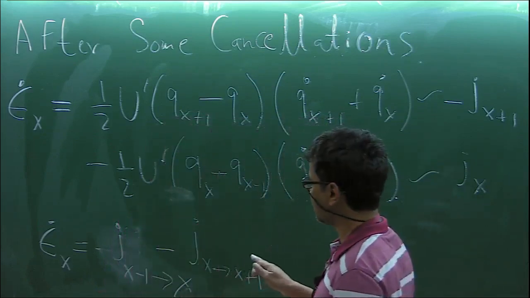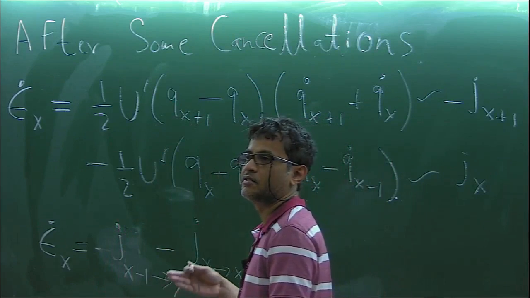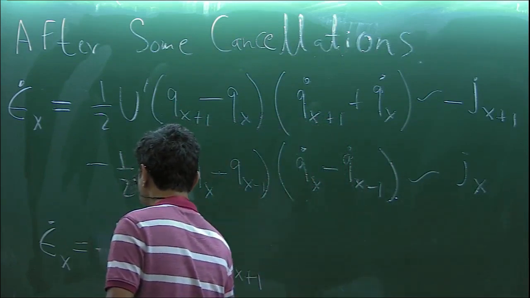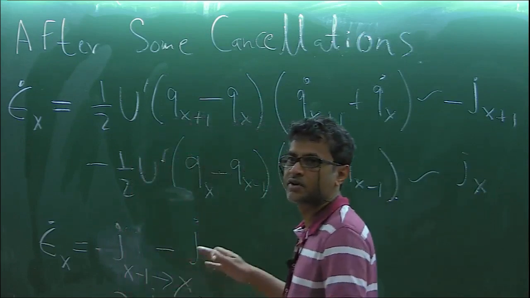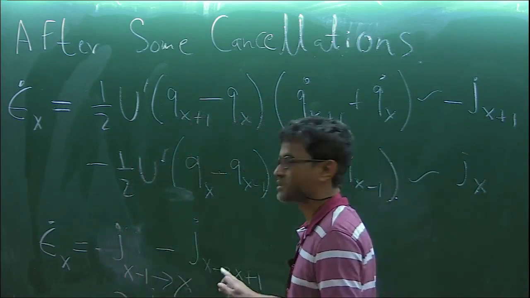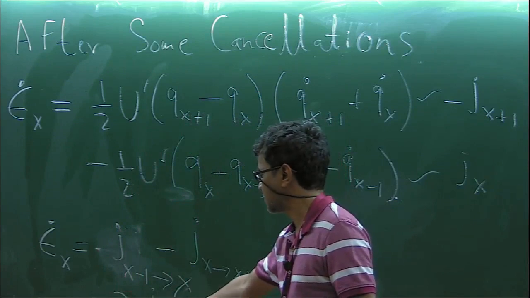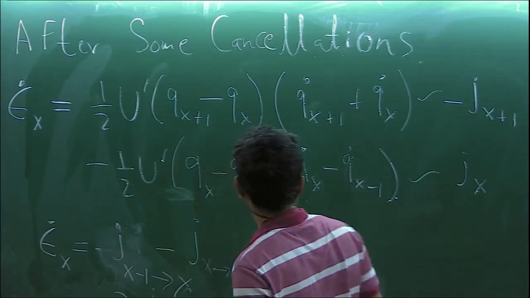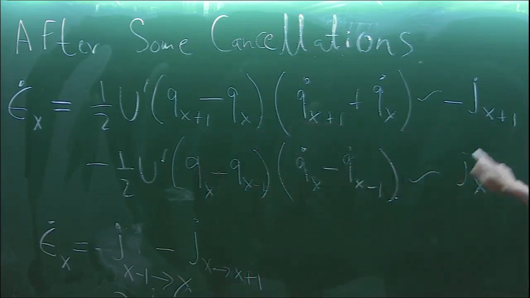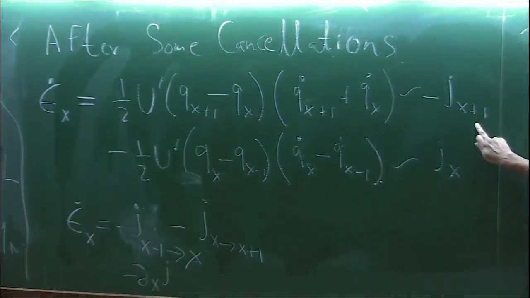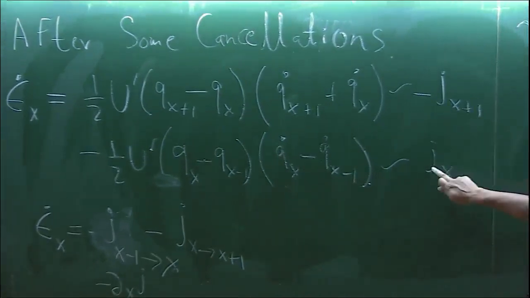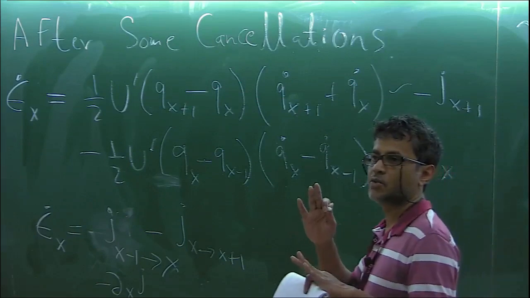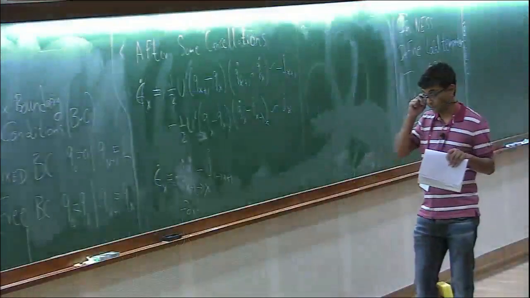So this is like a discrete formulation of, normally you'd get something like del x j, right? This is the continuum version, but since we are on a lattice, this is the discrete version of this equation. This is the divergence equation, and there's a minus sign. So therefore you identify it like that. This is the current going from x to x plus 1, and this is the current coming from x minus 1 to x.